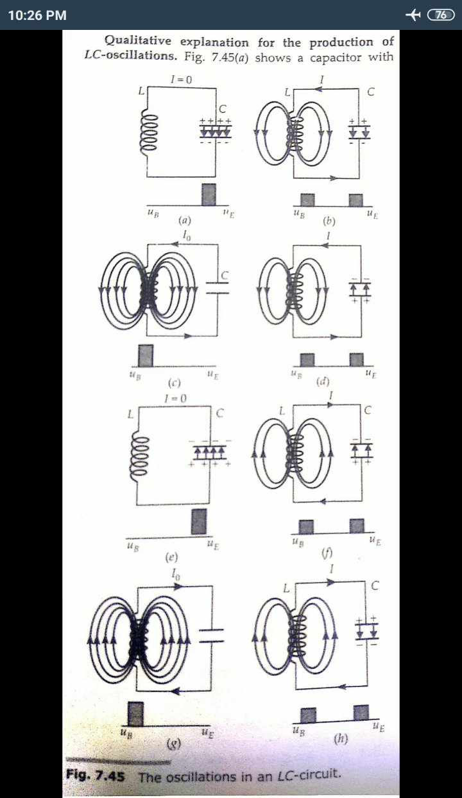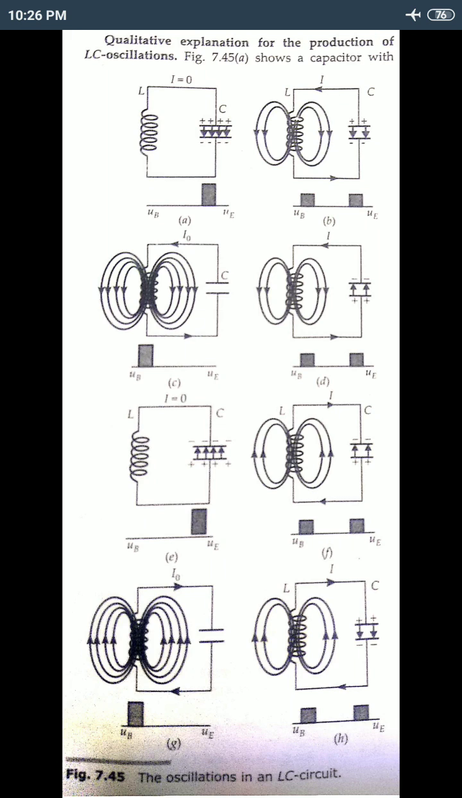As the current I increases, how does it increase? Because two charges are still present inside the capacitor. After the third figure, those 2 charges are also discharged from the capacitor. So the magnitude of the current in the circuit also increases. As the current I increases, it builds a magnetic field around the inductor, and a part of the electric energy of the capacitor gets stored in the inductor in the form of magnetic energy.